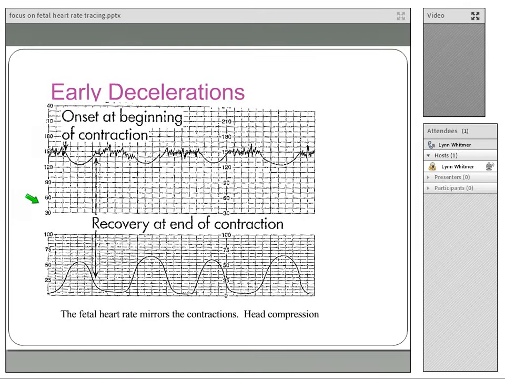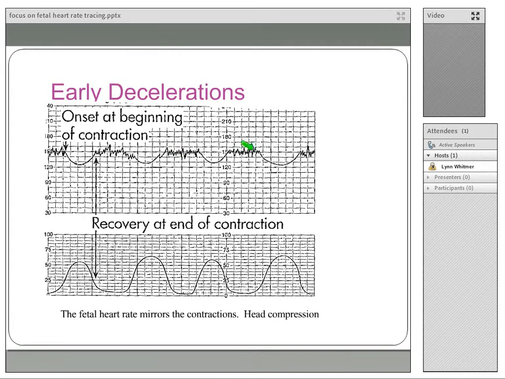Again, what kinds of decelerations are we seeing here? Here and here and here. But before we even look at that, we have to look at baseline, don't we? What's our baseline? If we drew a picture of a line straight across, we'd say it's 150. Do we have variability? Yeah, we do. Not great variability, but we're seeing some change beat to beat, beat to beat. So I would say moderate variability.